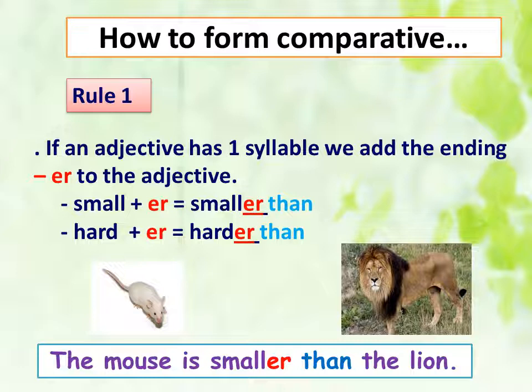Rule 1، القاعدة الأولى، if an adjective has one syllable، we add the ending er to the adjective، كنزيدو er. Example: small, we add er to become smaller، وكنزيدو than يعني أصغر من. Hard, harder than يعني أصعب من. Example: the mouse is smaller than the lion، يعني the mouse أصغر من الأسد.